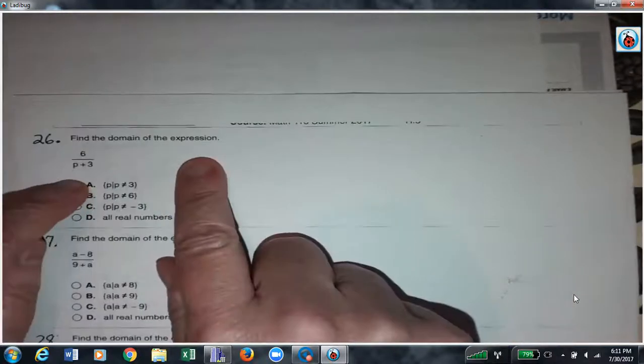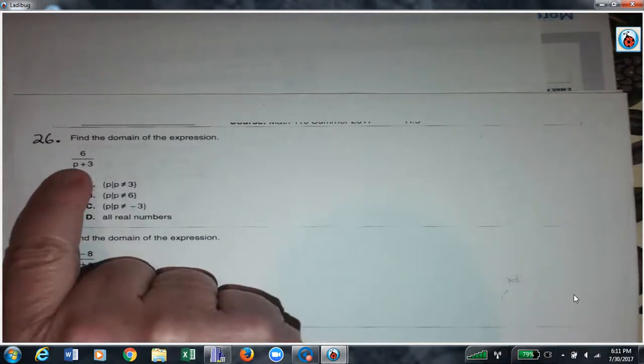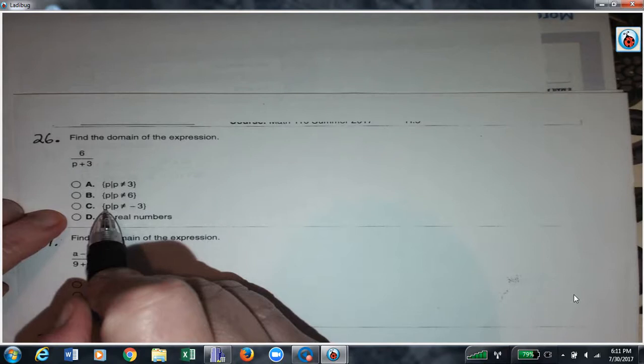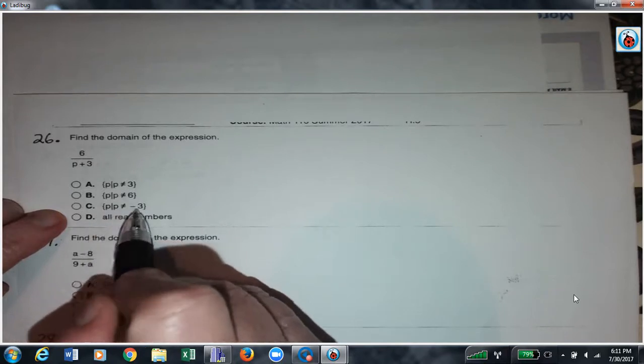Okay, find the domain. Fractions are not allowed to have 0 in the bottom. So p is not allowed to be negative 3 here. If p is negative 3, that makes the bottom of this fraction 0, which is not allowed. So any p value, as long as it's not negative 3. This is a fraction. You cannot have 0 in the bottom. So a is not allowed to be -9. Otherwise, that's going to make it 0.